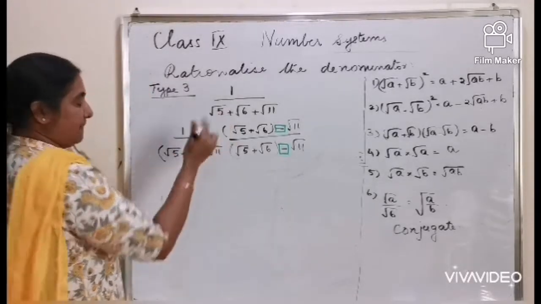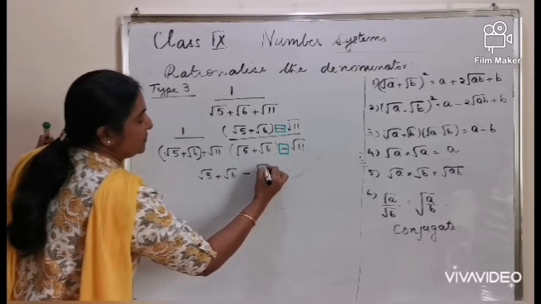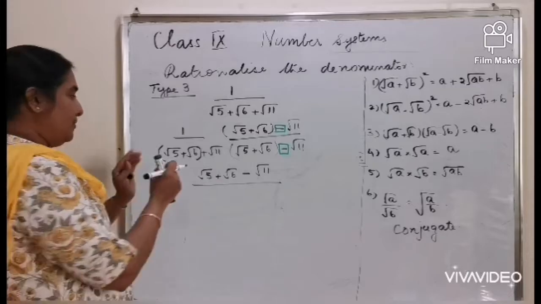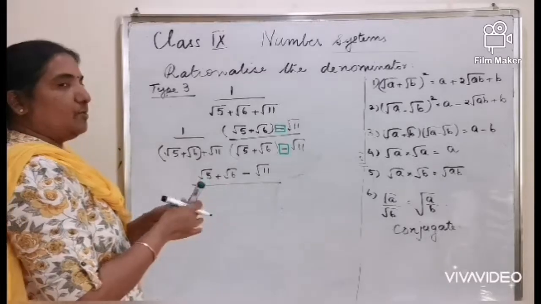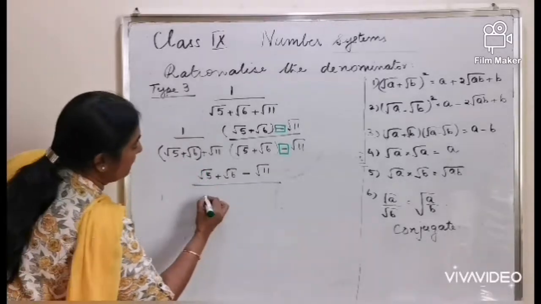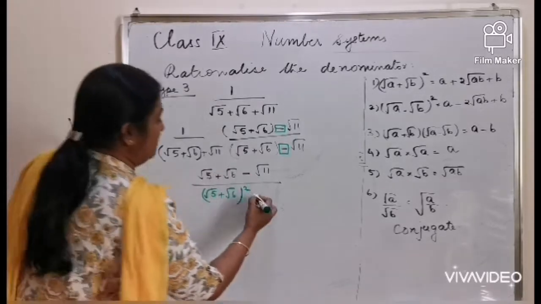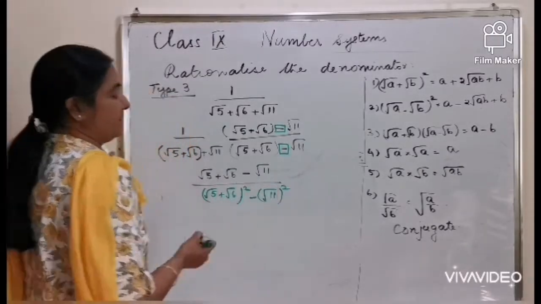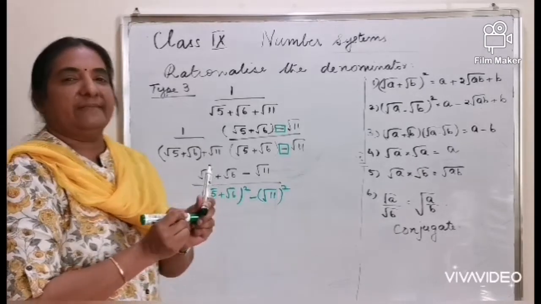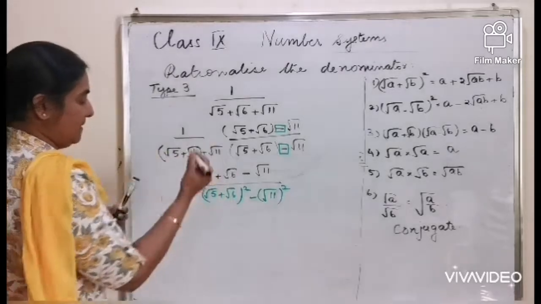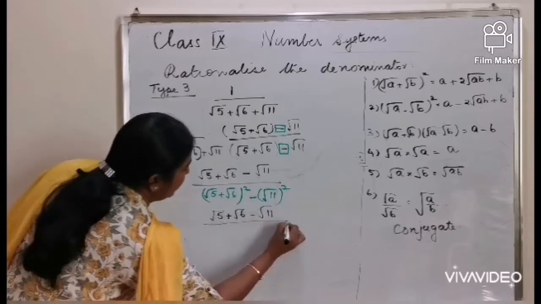The next concept is the numerator multiplies as root 5 plus root 6 minus root 11 divided by, as I told you, this you are taking as a single term, a square minus b square. So it takes the form of root 5 plus root 6 whole square as the first term minus root 11 the whole square. That is, both the terms are clubbed together as the first term. Numerator remains the same, root 5 plus root 6 minus root 11 by.